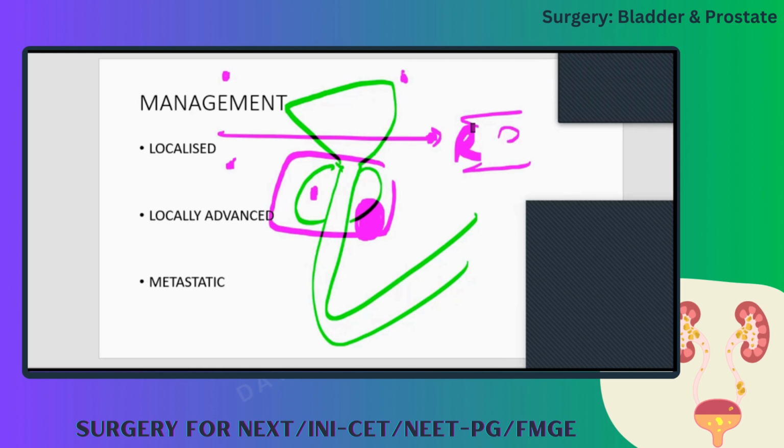Where does this cancer arise from? Peripheral zone. So whatever you're resecting is in between. You are not touching the periphery. Suppose this is a rim, suppose this is the prostate. In between you resect, you can't touch the periphery. So TURP is not of any use in prostate cancer. Remember this point for life.